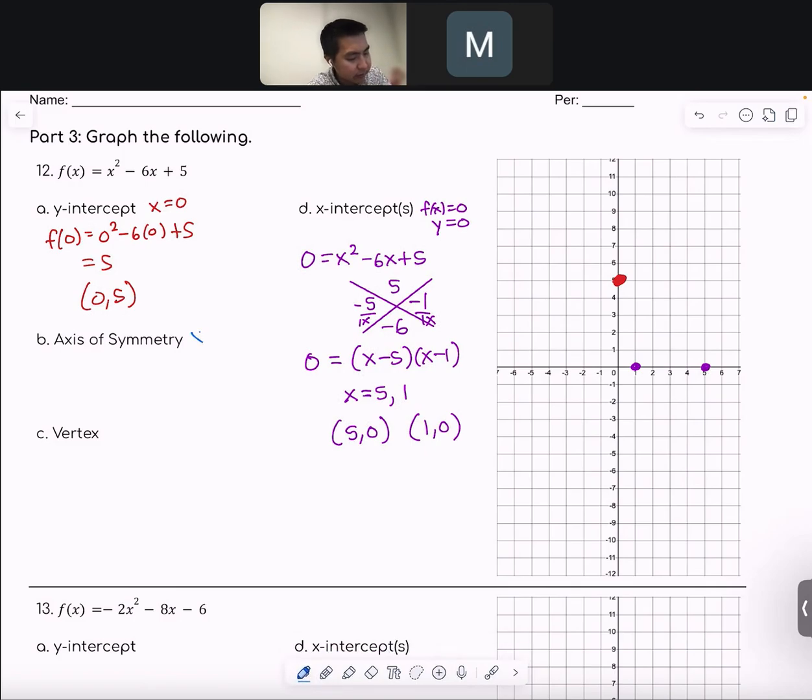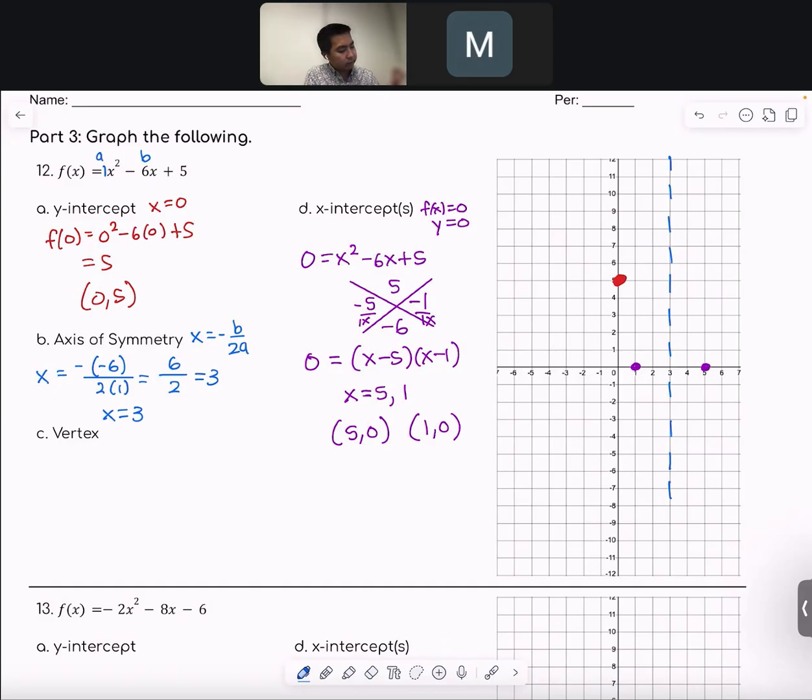Okay, axis of symmetry. To find the axis of symmetry, it's negative b divided by 2a. So x equals, here's our b value, and our a value is 1, right? So negative of negative 6 all over 2 times the a value, which is 1. The negative times a negative makes that 6 positive. 2 times 1 is 2, so it's 3. So the axis of symmetry answer is x equals 3, which I am going to draw. X is equal to 3.